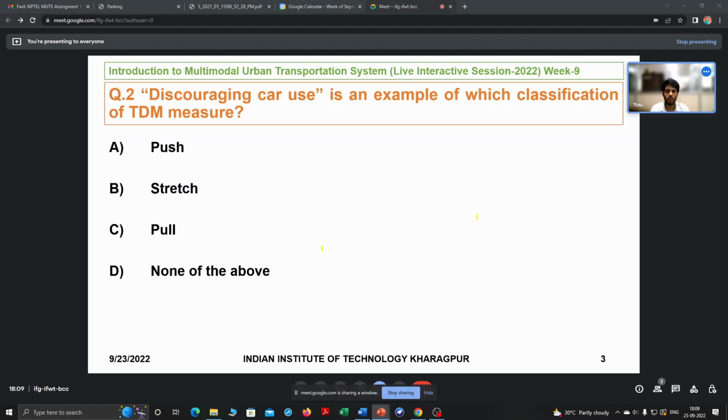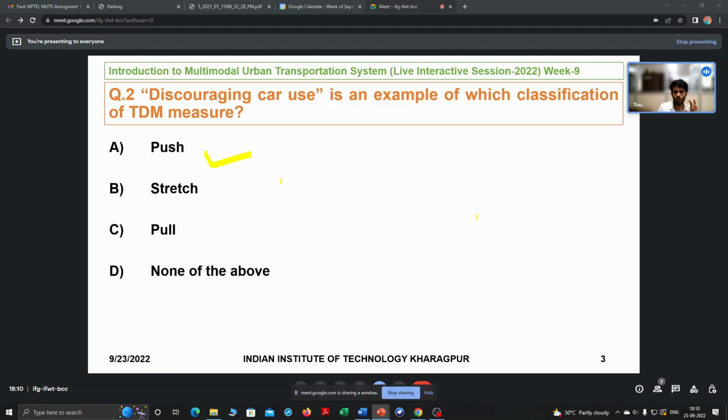So if you imagine, discouraging car use obviously falls under what? Push or pull? It will be push. You are pushing the commuter or the owner of the vehicle to not use the car, right? And stretch is just a term here, it is not relevant in the case of these TDM measure strategies. So here it is very straightforward, it will be push, not pull, because you are pushing someone.